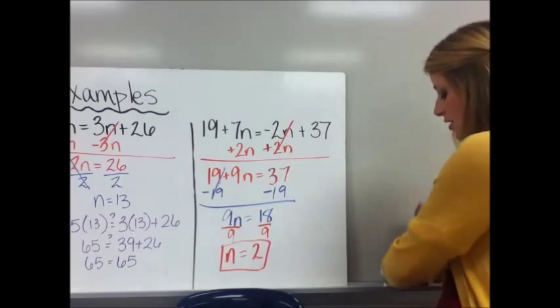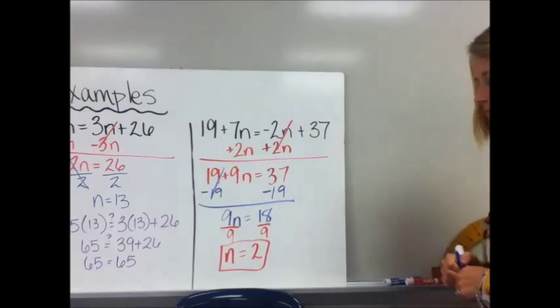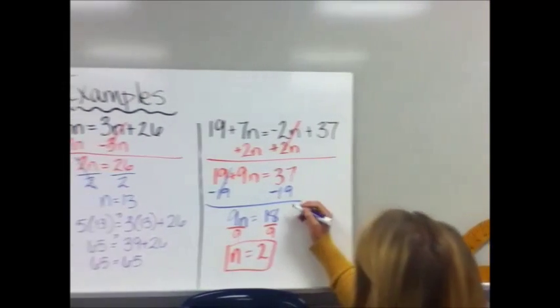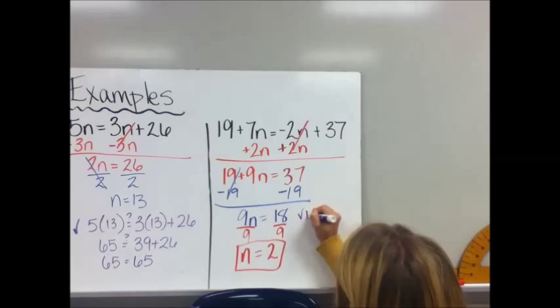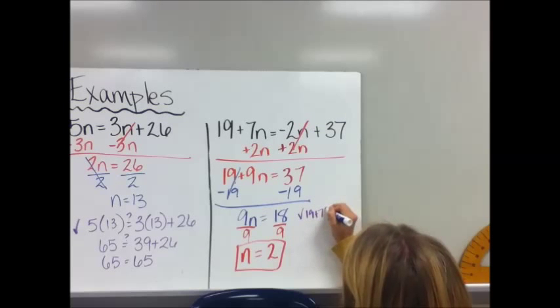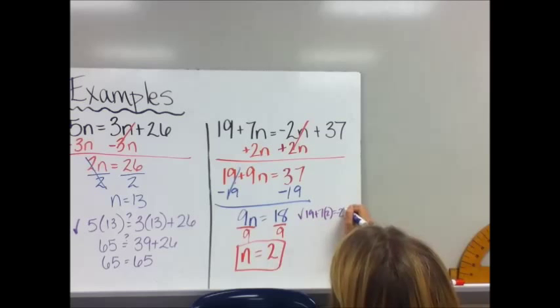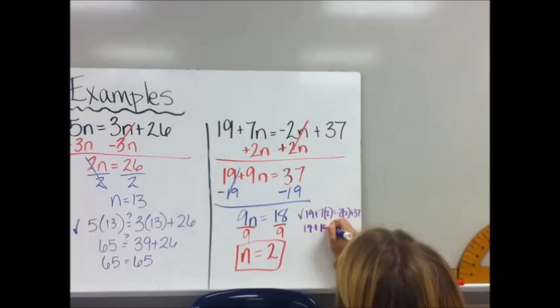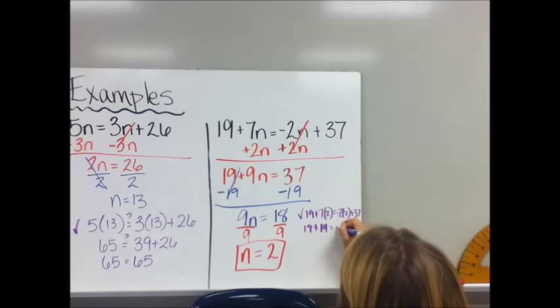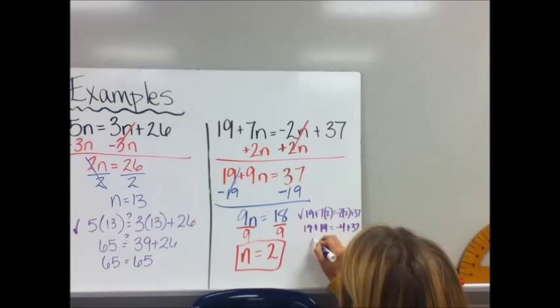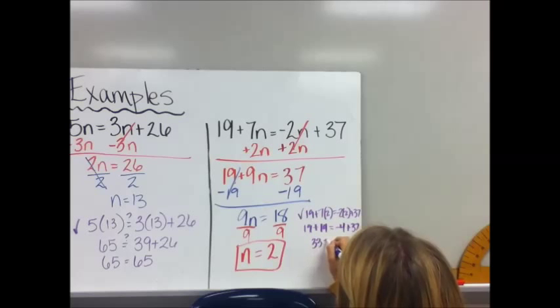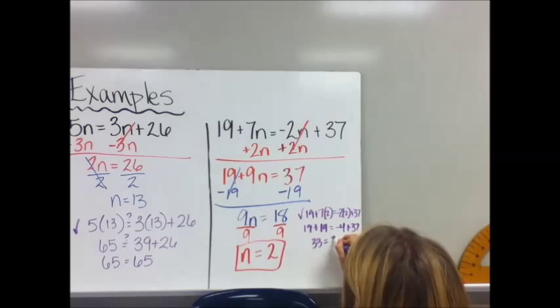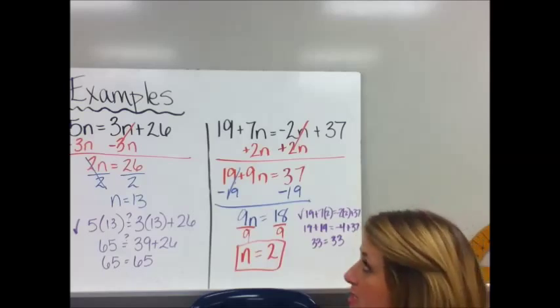And again, we can check that. Do that right here. Have to squeeze it in. 19 plus 7 times 2 equals negative 2 times 2 plus 37. 19 plus 7 times 2 is 14. Negative 2 times 2 is negative 4 plus 37. 19 plus 14 is 33. And negative 4 plus 37 is 33. So that checked out.